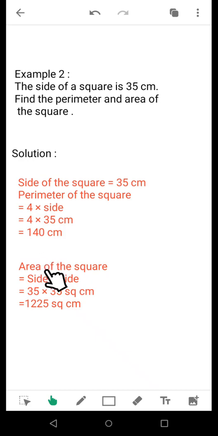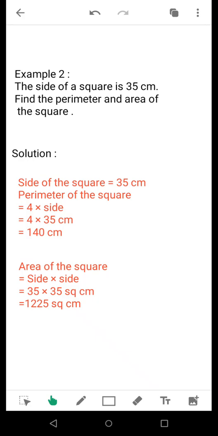And the area of the square can be calculated by multiplying the side with the side. That means 2 times you need to multiply the side, so 35 multiplied by 35, and the unit will be square centimeter. As the unit is given in centimeter, the unit for area will be square centimeter. If the side is given in meter, the unit for area will be square meter. After multiplication, you will get 1225 square centimeter.